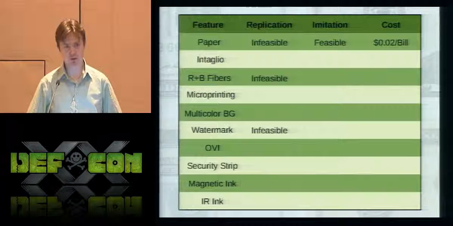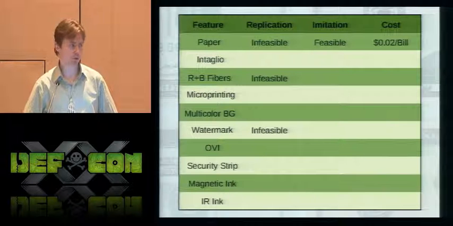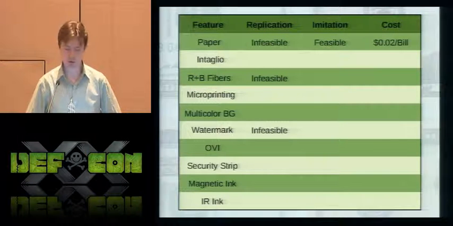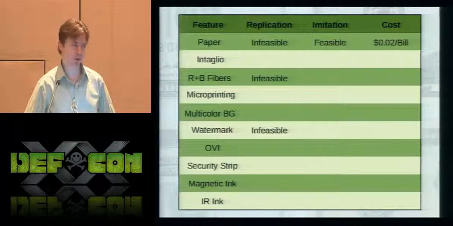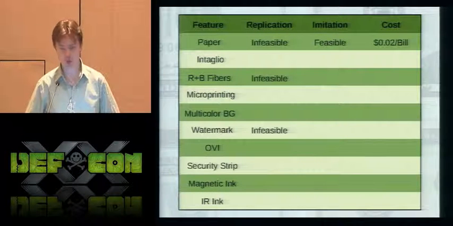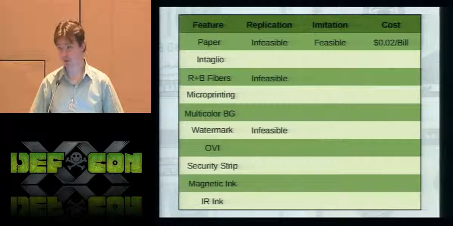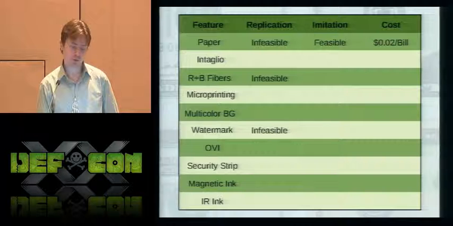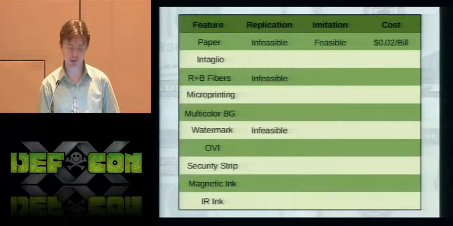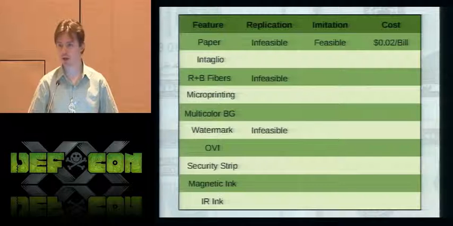So intaglio is the de facto standard for secure printing in the entire world, because the metal dies that are used to make the bills are extremely difficult to reproduce. The machines are extremely expensive, and access to them is limited. And the feel that the intaglio puts into the paper is infeasible to create using any non-intaglio process.